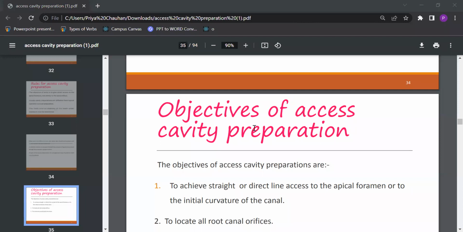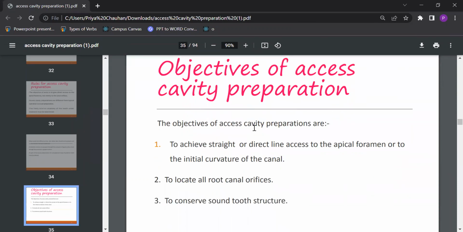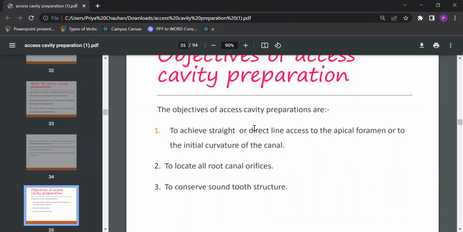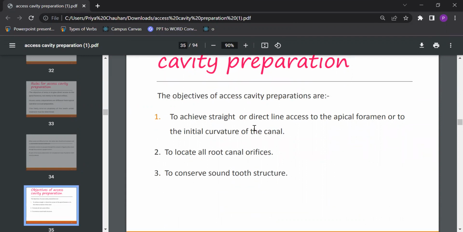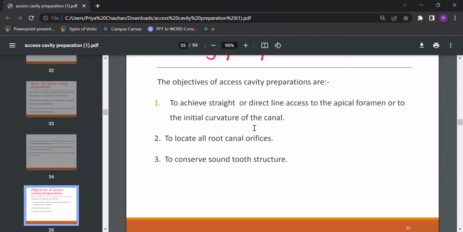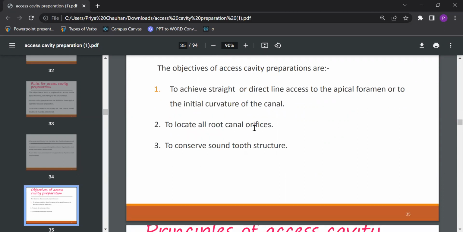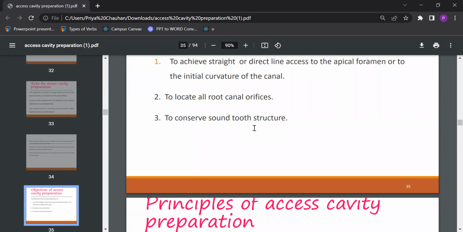So next is objectives of access cavity. क्या ऑब्जेक्टिव है हमारे? ठीक है, रूल्स ऑल्सो वेरी इंपॉर्टेंट कि हमें रूल्स याद रखने हैं. नेक्स्ट इज, फर्स्ट इज टू अचीव स्ट्रेट और डायरेक्ट लाइन एक्सेस टू अपाइकल फोरमेन or to the initial curvature of the canal. Second is to locate all root canal orifices. Third is to conserve surrounding tooth structure. So समझ में आ रहा है कि जो हमारा टूथ स्ट्रक्चर है वो बहुत इंपॉर्टेंट है. ठीक है, तो हमें उसे कंजर्व करके रखना है, एक्सेस में नहीं खोदना है हमें बिल्कुल.